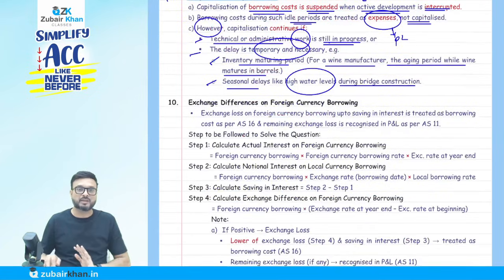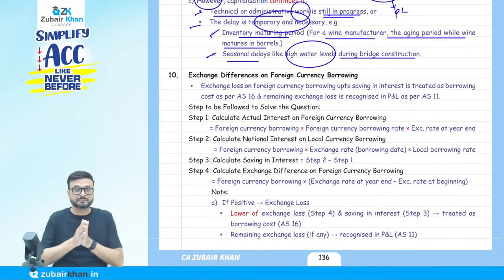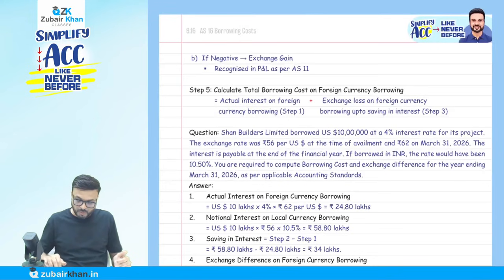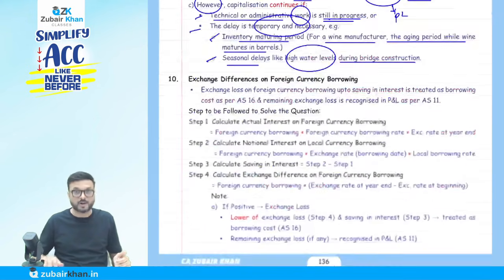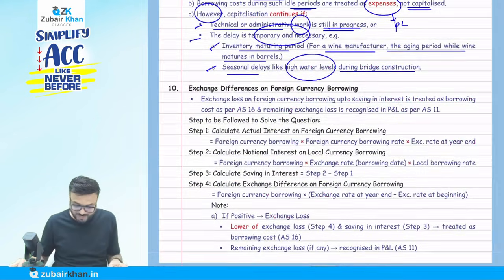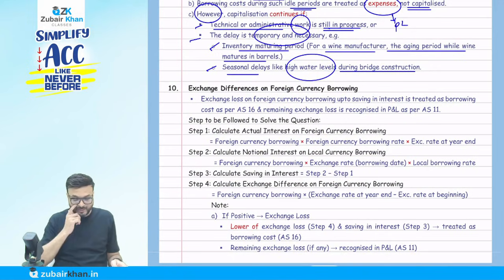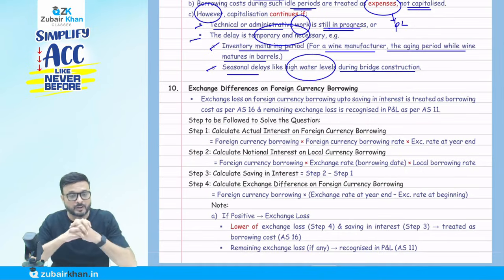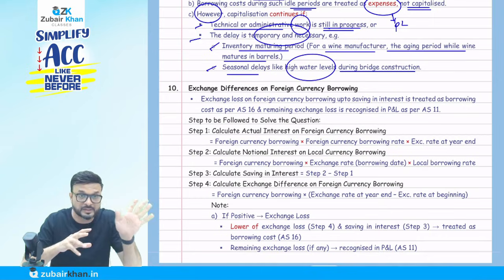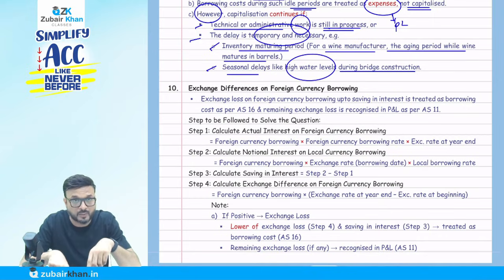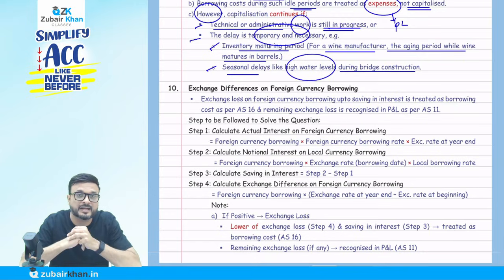Okay. Now I'm coming to the last part here. That is the exchange differences on foreign currency borrowing. You say no sir, this is a part of accounting standard 10. Now understand this point here. First of all, exchange difference is not part of 10, sorry, exchange difference is part of accounting standard 11, not 10, sorry. So this is a part of accounting standard 11, okay, but understand this point here.